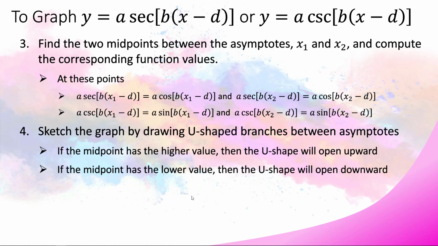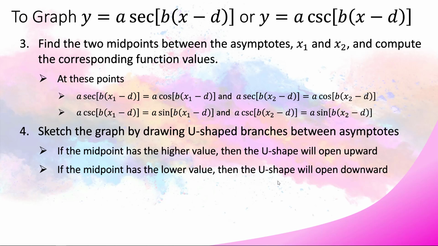Once you've done that, you want to determine which value is the larger value and which value is the lower value. That is only an issue if you actually have a vertical shift and one is above, and if they're both above or below the x-axis. The thing is the midpoint that has the higher y value is going to have a U shape that opens up. The midpoint that has a lower y value will have a U shape that opens down as they approach the corresponding asymptotes. And that's pretty much it.